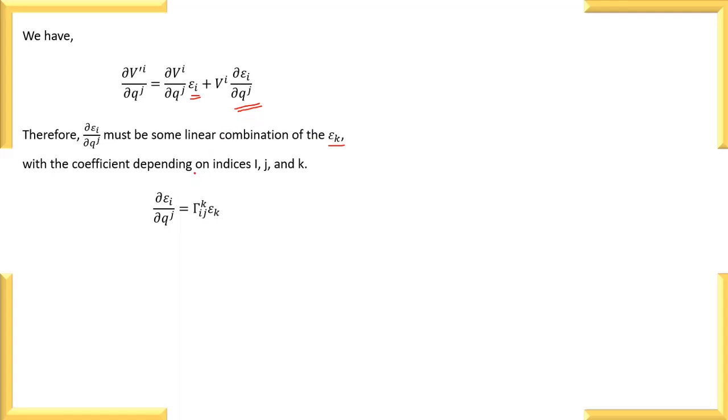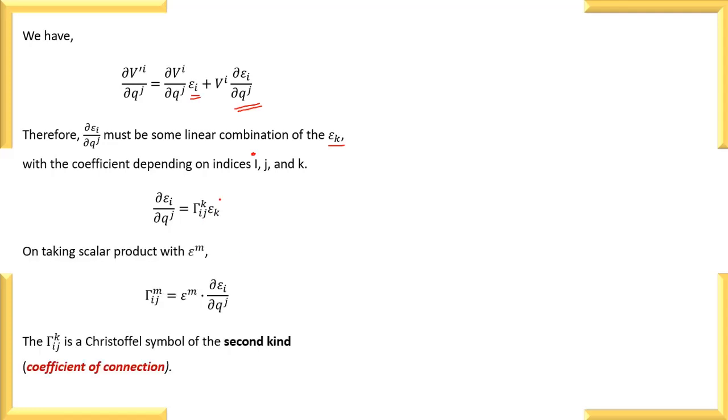So this term, we define a coefficient which depends on the indices i, j and k. i, j because this term itself depends on i and j. Since this is to be written as a combination of εk, we have k also. So the coefficient must depend on i, j and k. Such a coefficient, here we have capital gamma. And this symbol Γijk is called the Christoffel symbol of the second kind. We will come to the first kind in a few moments. So the symbol we have here, Γijk, is called the Christoffel symbol of the second kind.